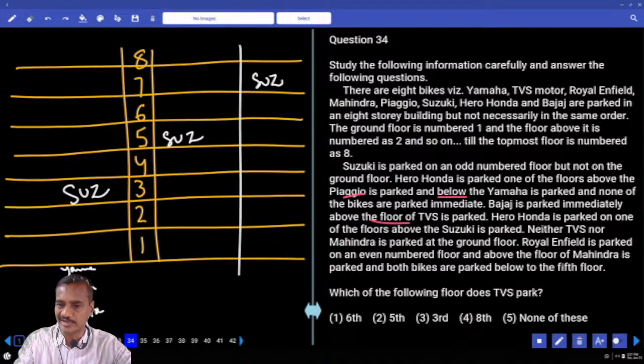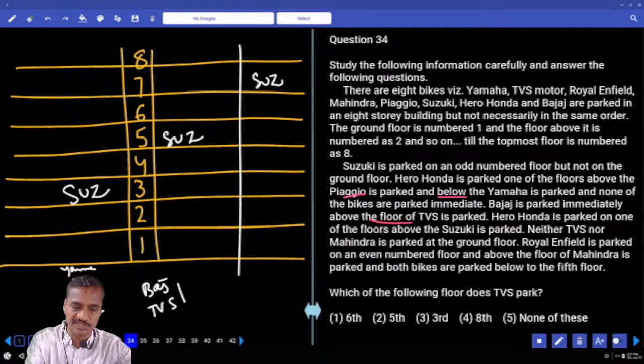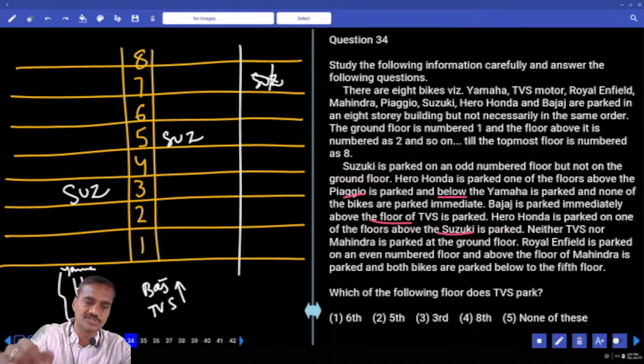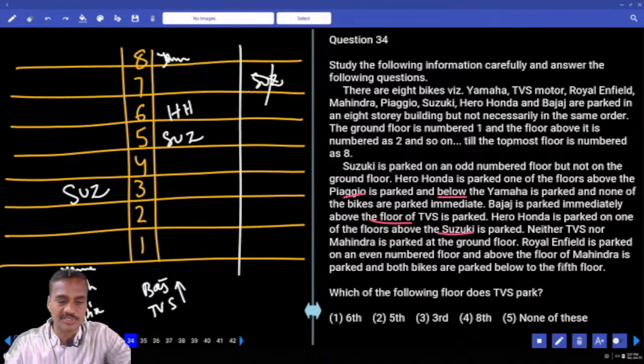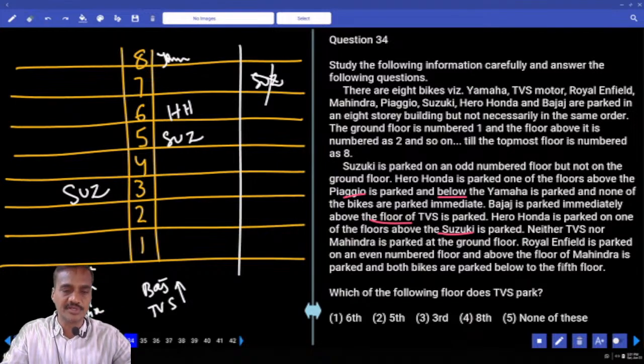And Bajaj is parked immediately above the floor of TVS. Now Bajaj and TVS must be together, hence these 3 cannot be in the alternate places. And next one, Hero Honda is parked one of the floors above Suzuki. Now this case is not possible. Hero Honda is placed above Suzuki, and here there are n number of possibilities.